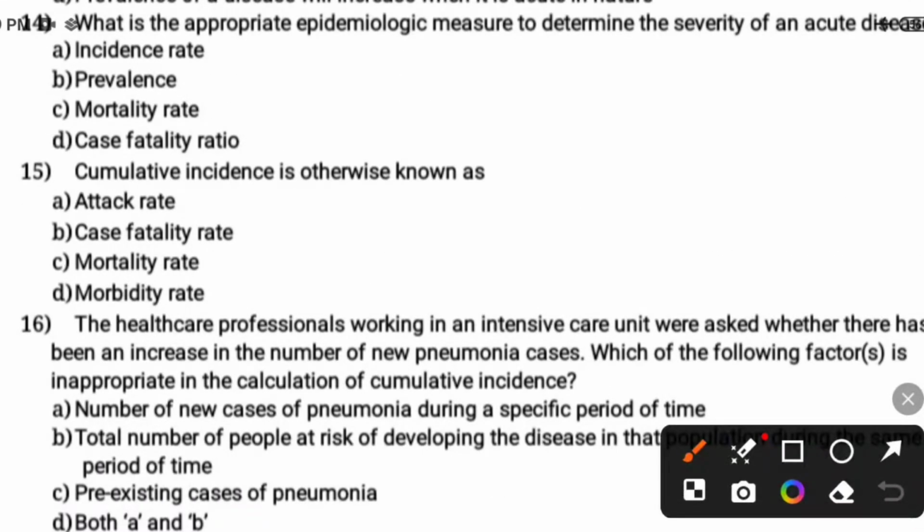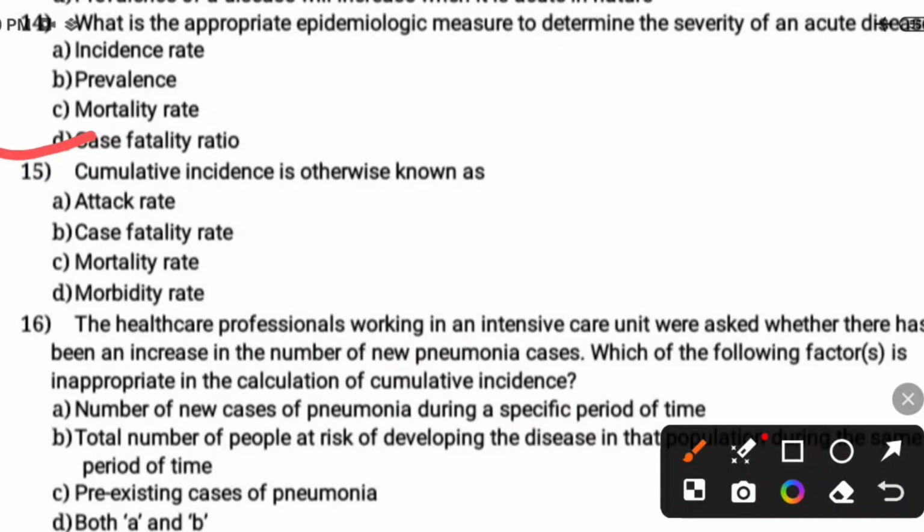What is the appropriate epidemiological measure to determine the severity of acute disease: incidence, prevalence, mortality rate, or case fatality ratio? So the best single answer here is case fatality ratio. Now, cumulative incidence is otherwise known as: attack rate, case fatality rate, mortality rate, or morbidity rate.